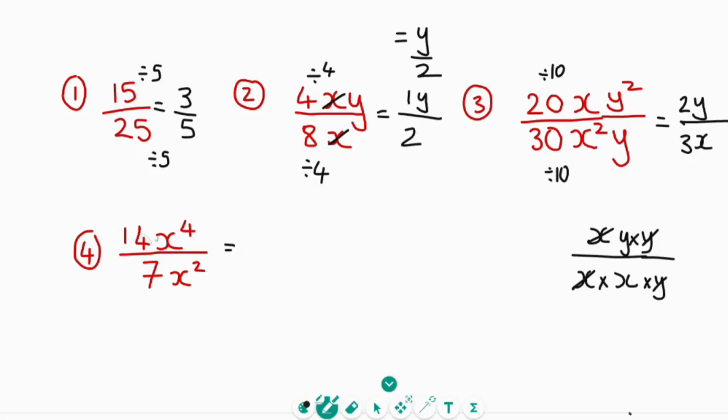Let's just look at this last question here. Highest common factor of 14 and 7 is 7, so I'm going to divide the numerator by 7 and the denominator by 7. 14 divided by 7 is 2, 7 divided by 7 is 1. Now, if I wrote it out in full, we have x times x times x times x at the top, 4 of them, and 2 x's on the bottom. 2 of them cancel out, which would just leave x squared on the top, and really we only have 1 at the bottom, which is the same as 2x squared.